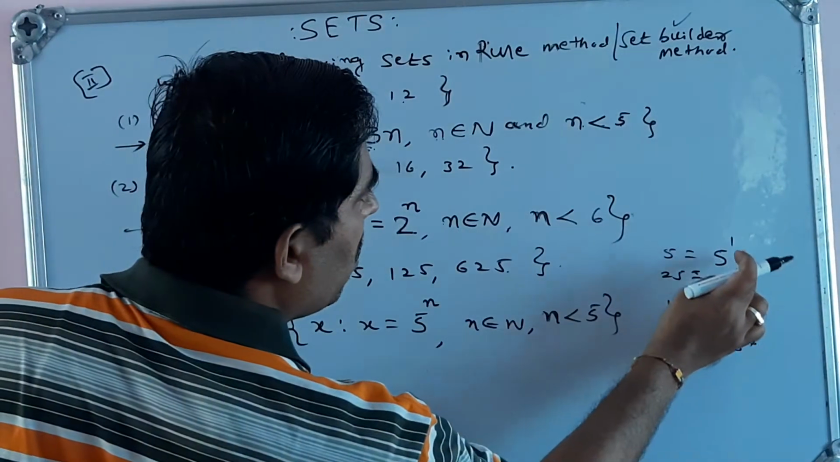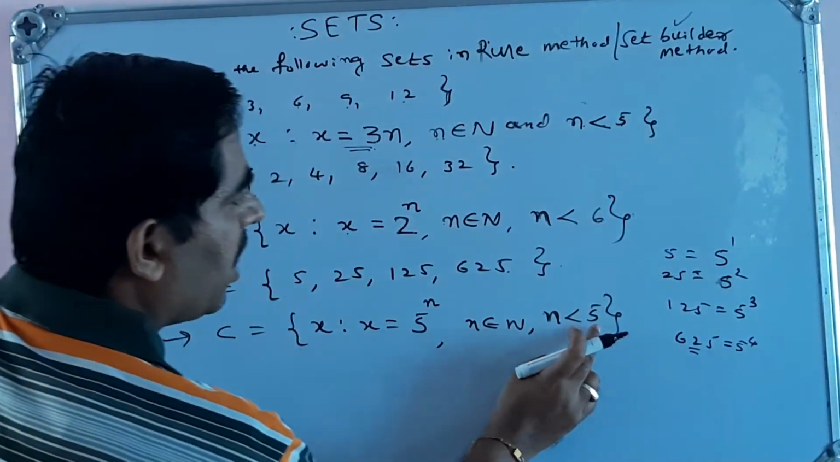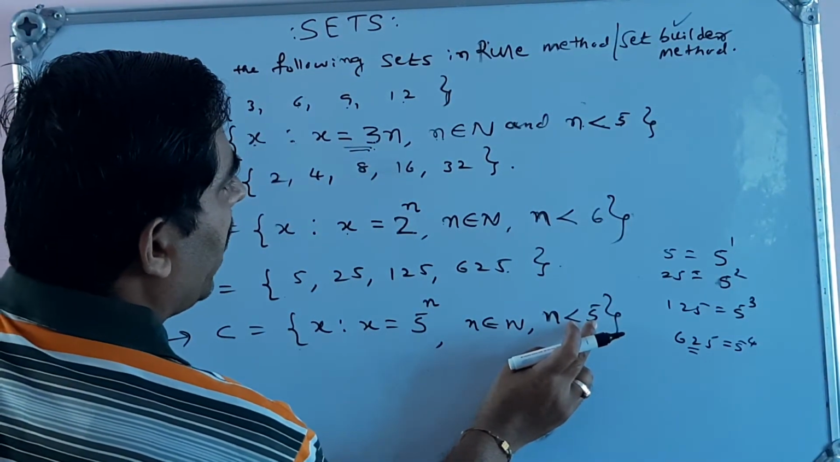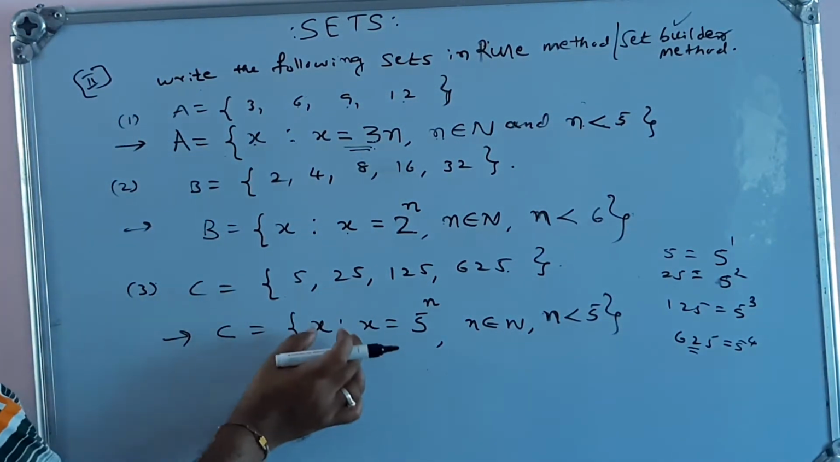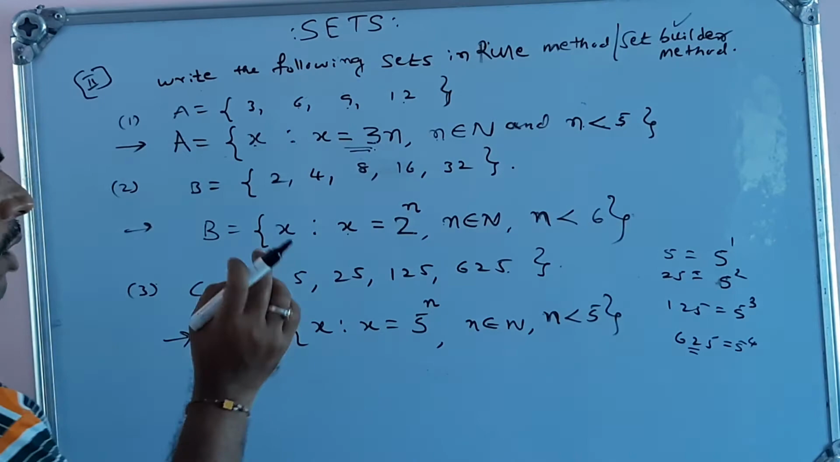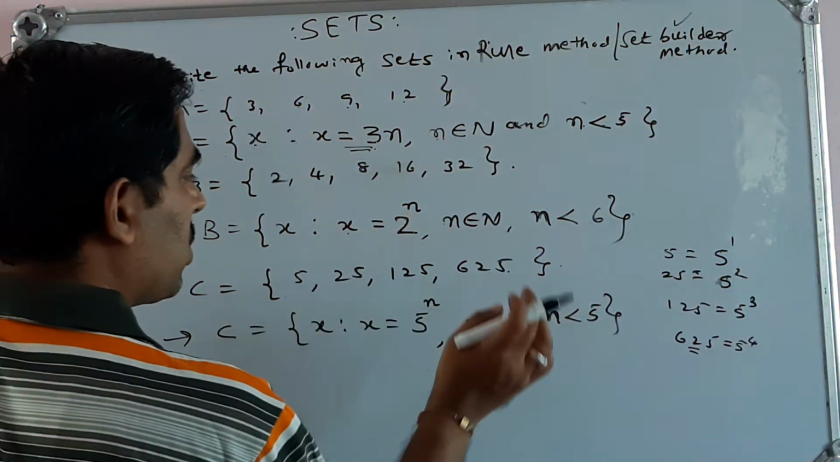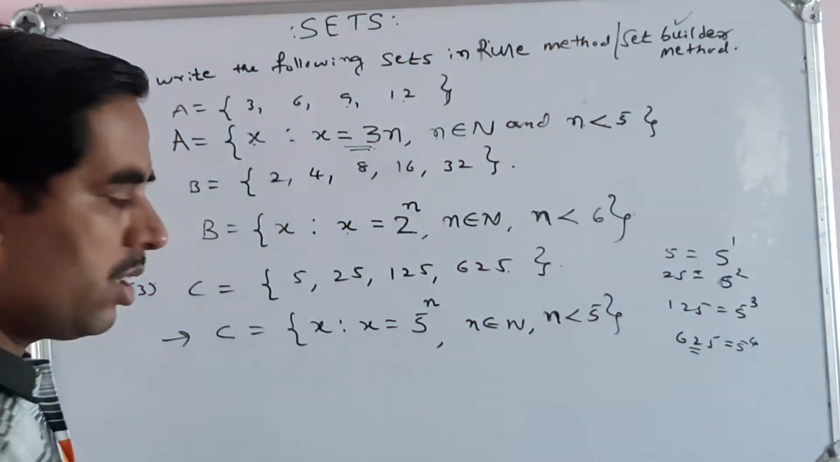So I can give 1, 2, 3 up to 4. I cannot give 5. n should be less than 5. So this is the set builder form. The roster method was given, and we have written the same set in the set builder form.